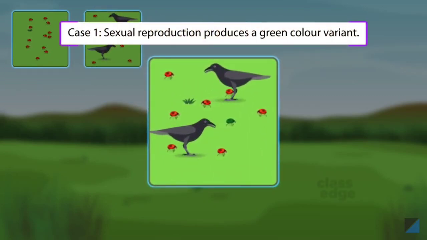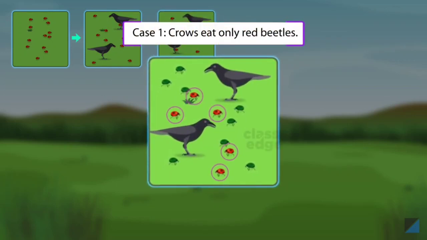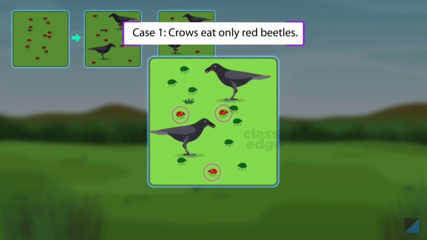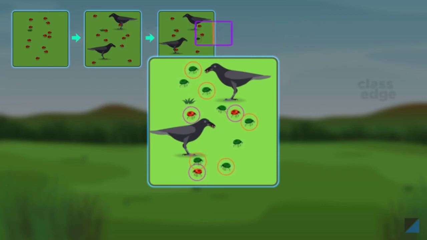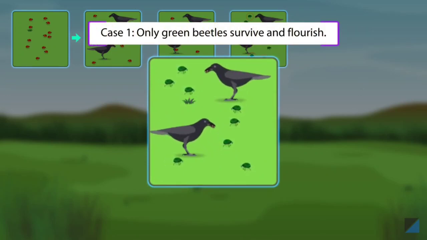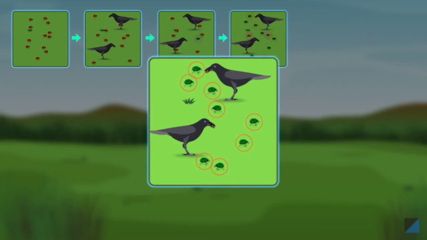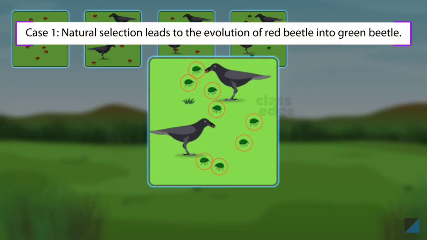In the first case, red beetles reproduce sexually and produce a green-colored variant. Crows spot red beetles in the green bush easily and eat them, while green beetles are camouflaged in the bush and remain safe. Eventually, all the red beetles are eaten up, and only green beetles survive and flourish. So, this is a case of genetic variation which aids the survival of green beetles. Such a natural selection leads to the evolution of red beetle into green beetle.